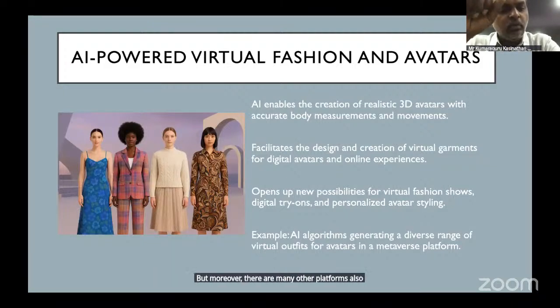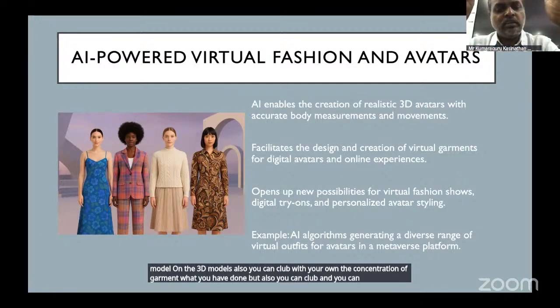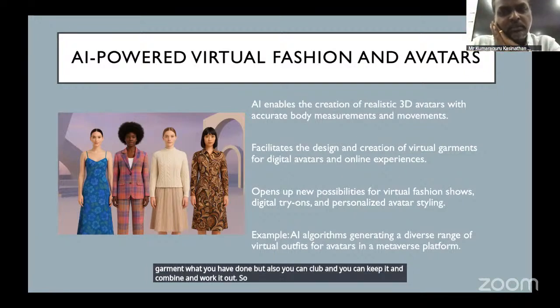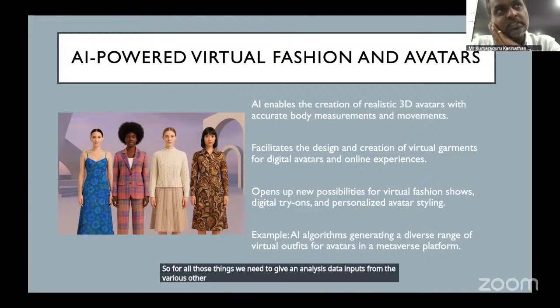You can generate a 3D model. On the 3D models, you can also combine your own conceptualization of the garment that you have done, and work on it. This kind of thing is happening in the market more recently, and people do styling on the look, what type of look they want based on the consumer. For all those things, we need to give analysis data inputs from various other sources, statistical data actually.